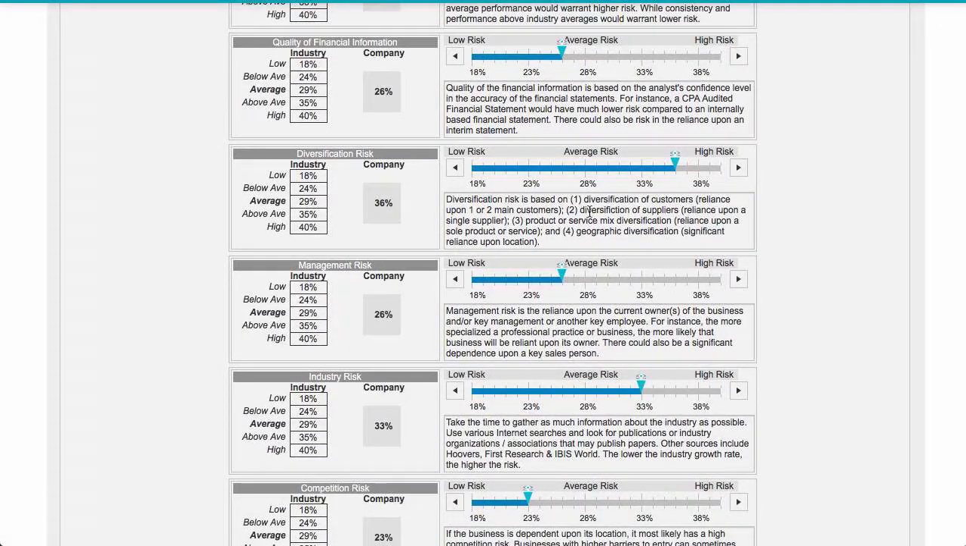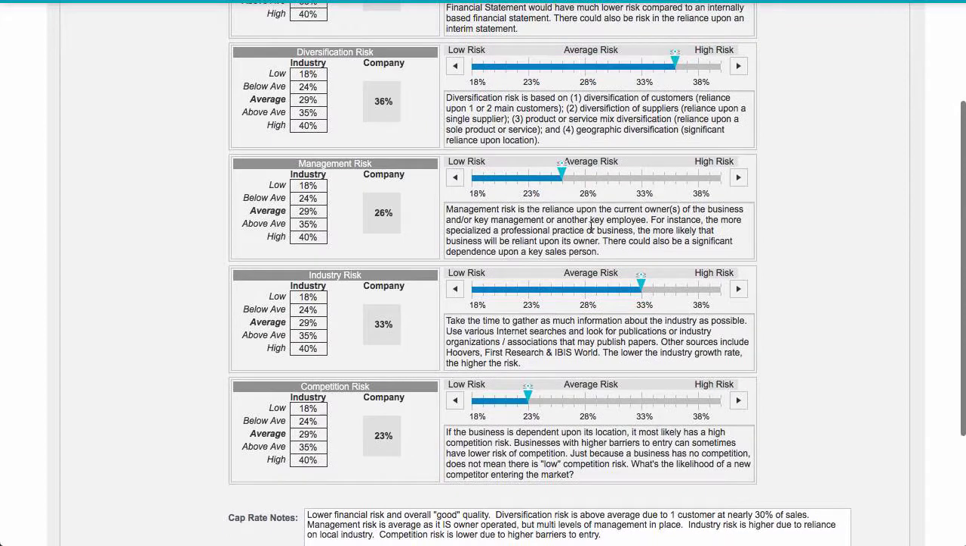Diversification, this would fall under customer concentration, a supplier concentration. In this particular case, I believe the company had one or two main customers that represented a large portion of their sales. So we've given it higher risk.